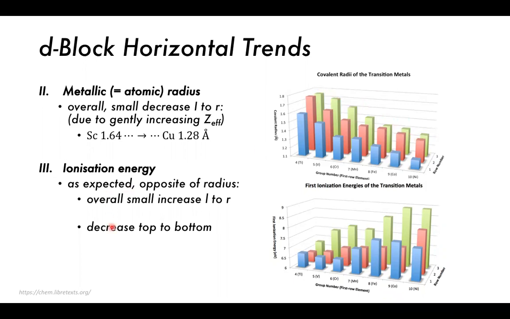Ionization energy is, as expected, the opposite of the radius. Overall there is a small increase from left to right, and a decrease from bottom to top. So it typically gets easier to remove the electrons as you go from the top to the bottom. And then there's an overall small increase from left to right.